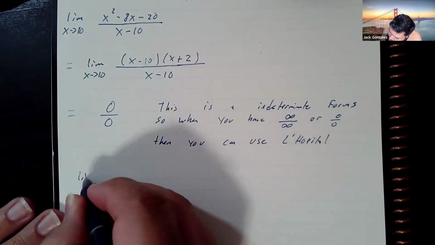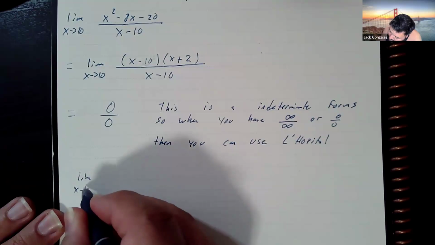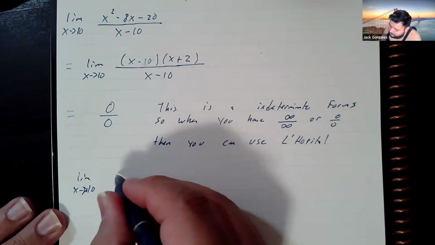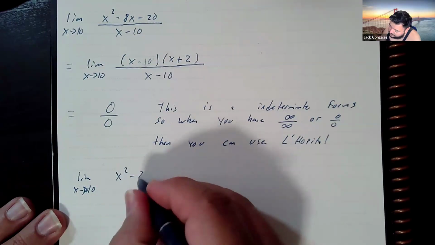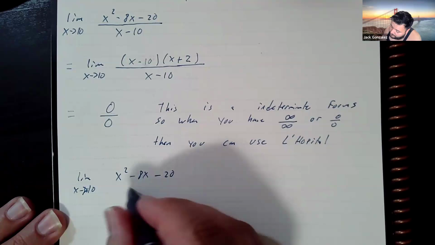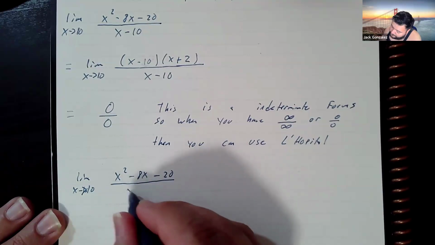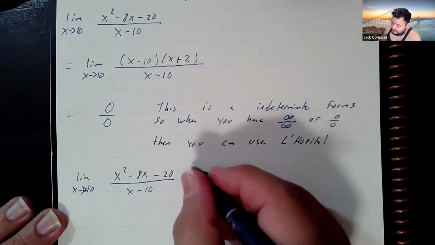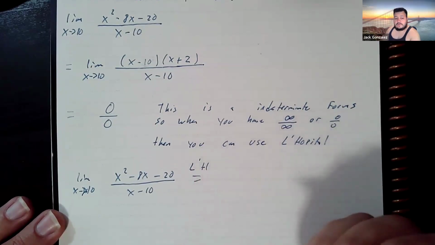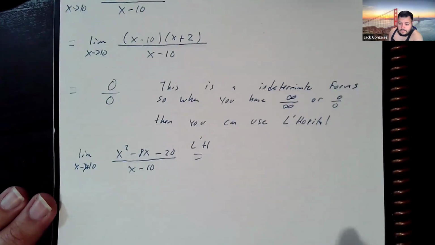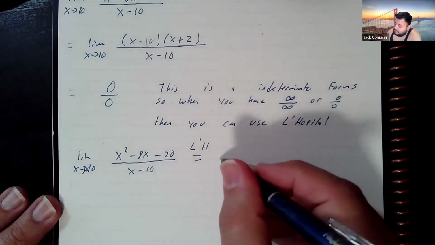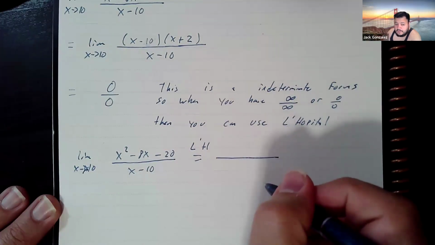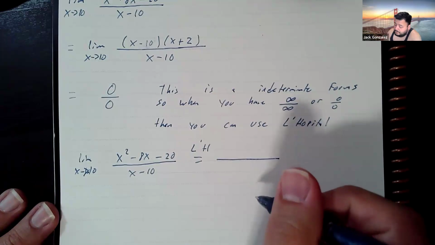So what you do, oops, I'm gonna unfactor it just so it's easier to do the derivative. Let's multiply it out. So what I'm gonna do is put a little LH so I know that we're doing L'Hopital's rule. Okay. So all that means is you take the derivative of the top separately and the bottom separately, and then you attempt to take the limit.